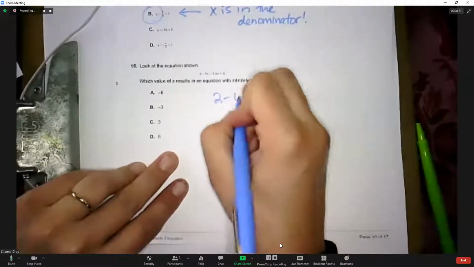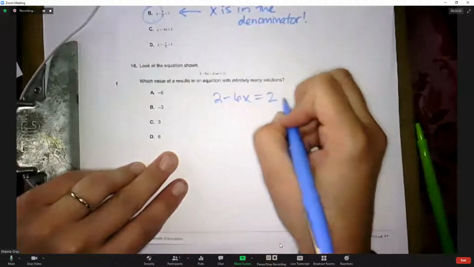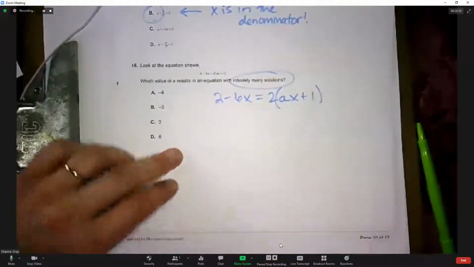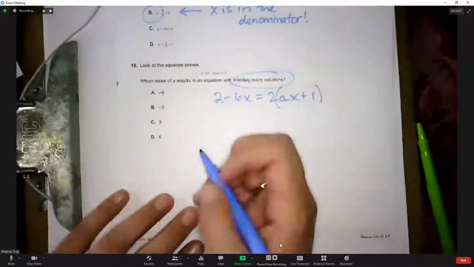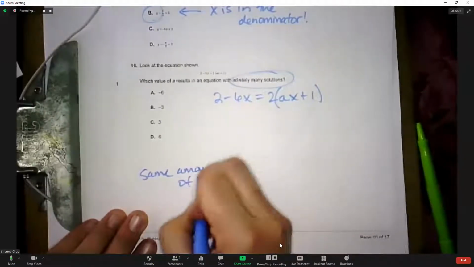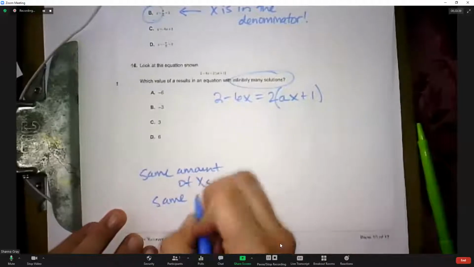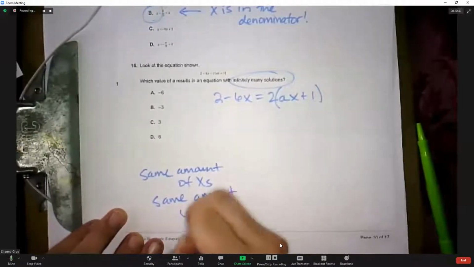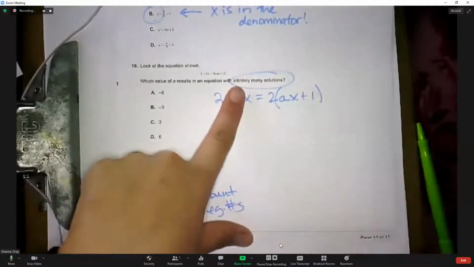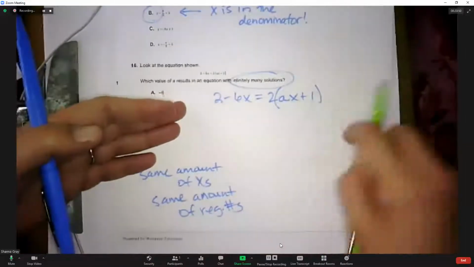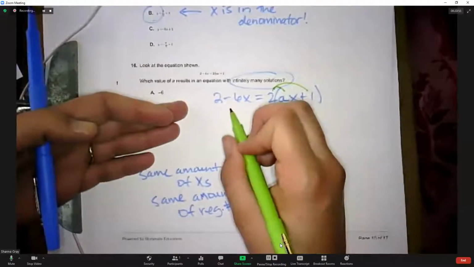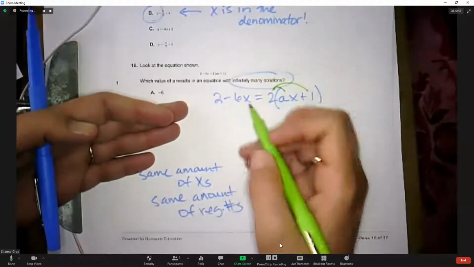Okay, 2 minus 6x equals 2a times x plus 1. So it's asking for creating an equation that's going to have infinitely many solutions. So you need to have the same amount of x's and same amount of regular numbers. Basically, everything needs to be the same if it's going to be infinitely many solutions. So this is kind of relying on the idea that you understand how distributive property works. I basically want this to equal this, but I need to make sure this is written the right way.